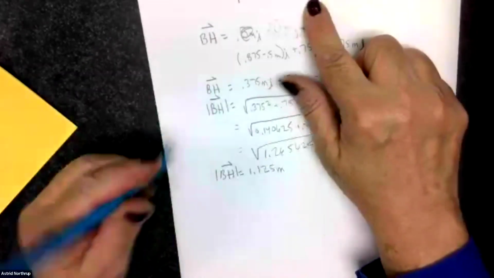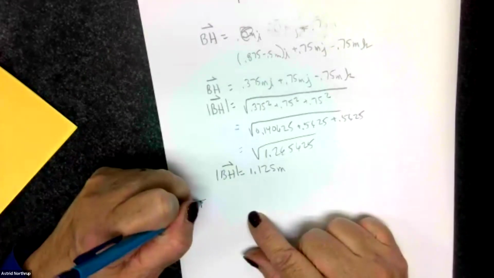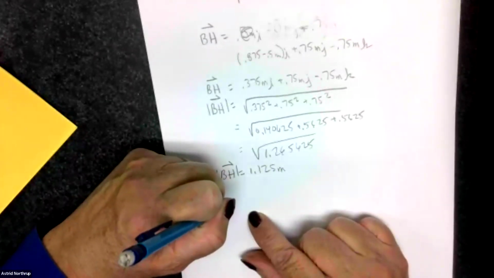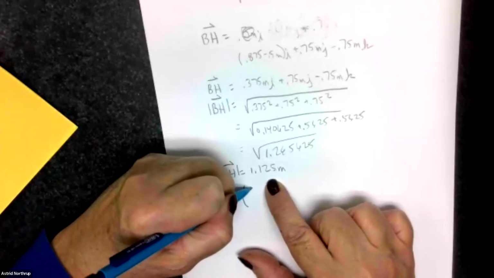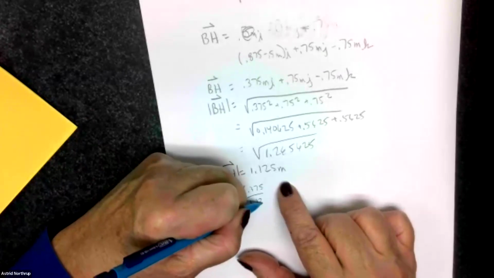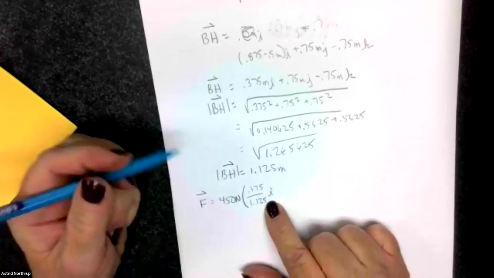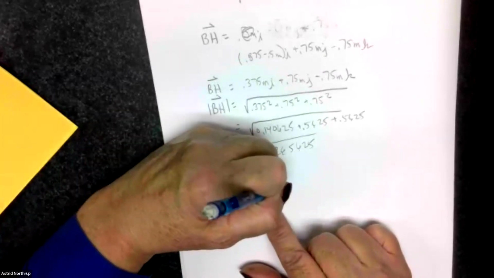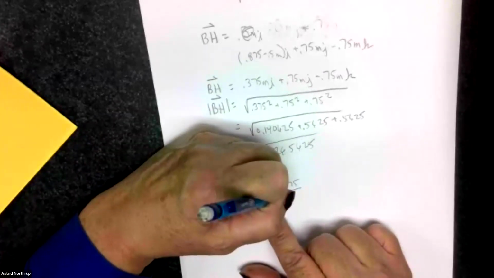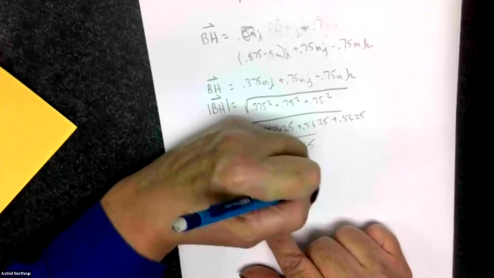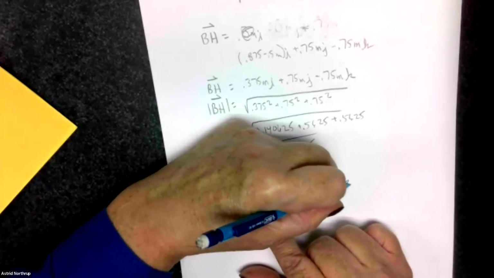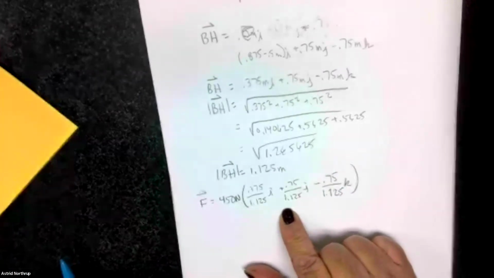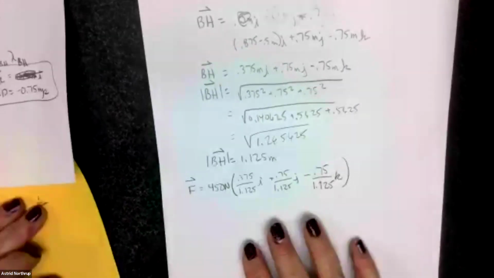Right. So then lambda BH, let's just do it all in one. F then is going to be 450 newtons times the unit vector, 0.375 over 1.125 I. Units are gone because meters cancels meters, plus 0.75 over 1.125 J minus 0.75 over 1.125 K. All right, and then I would distribute the 450 through and simplify those values.